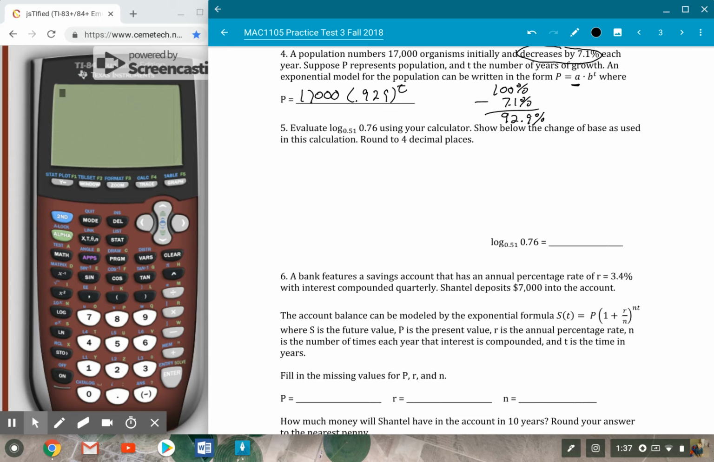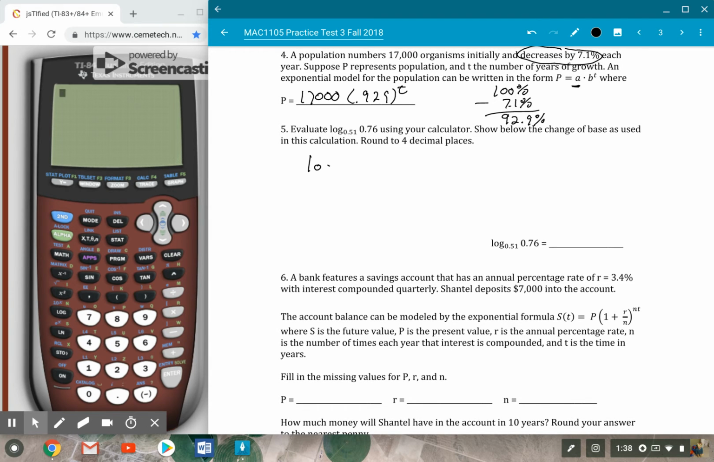On number 5, I've got to evaluate this log base 0.51 of 0.76 using our calculator. We've got to show the change of base used in this calculation. So I can't do this by hand with these decimals, but I could use the change of base. I could say this is going to be the same thing as the log of 0.76 divided by the log of 0.51, both of those with bases of 10 like your calculator can do.